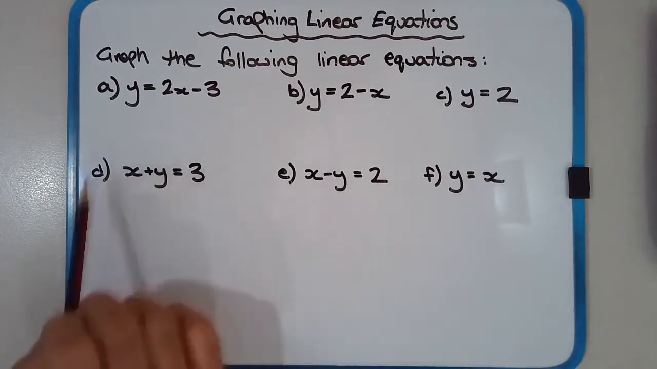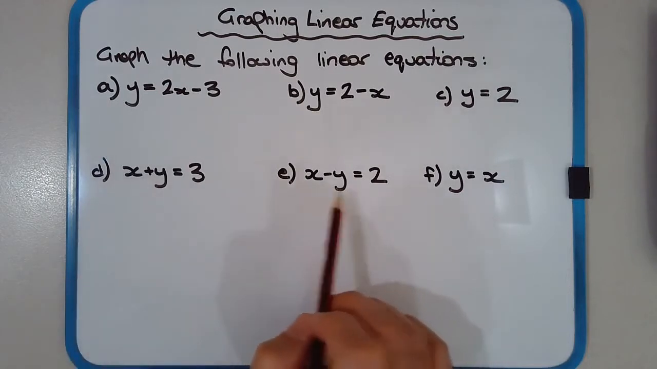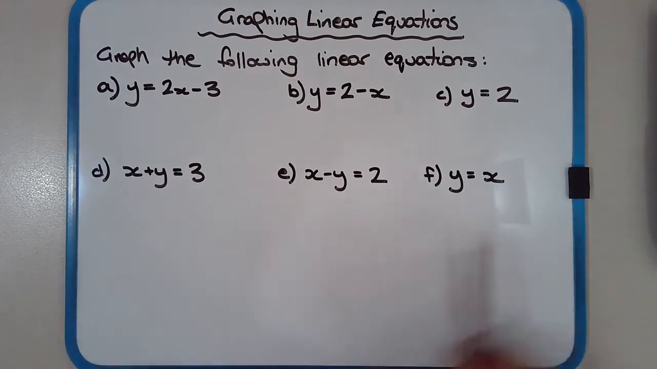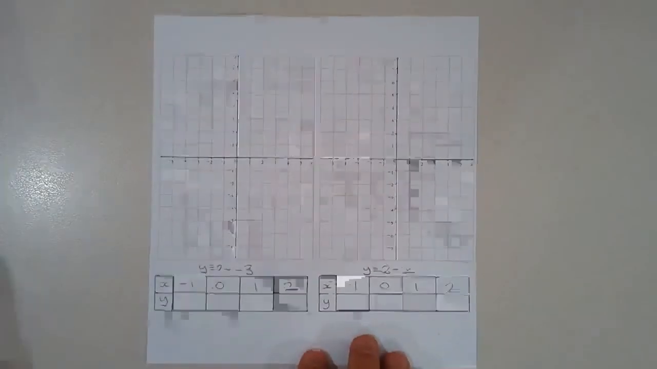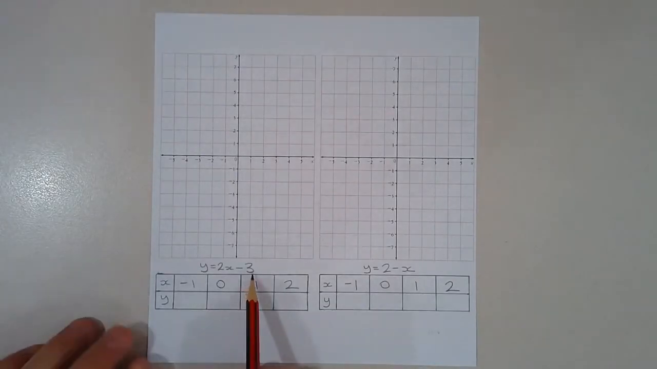Notice this is not in the form y equals mx plus c, but does that matter? Not really. x minus y equals 2, so changing a plus to a minus. Wonder what that does. And y equals x. Nice and simple. Now just to make life a little bit easier for us, I've prepared some grid paper and I've drawn in the table of values already just to save a bit of time. And let's begin. The first one is y equals 2x minus 3.